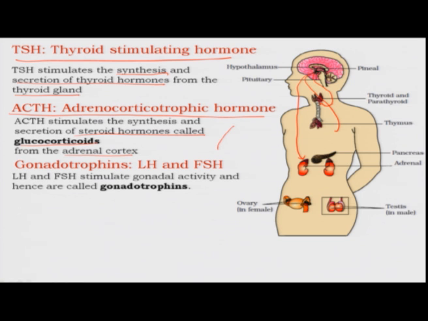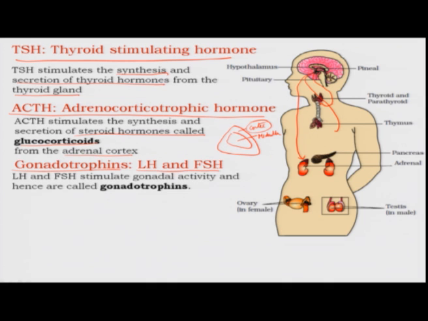So, the adrenal gland has two regions. The outer region is called the cortex and the inner region is called the medulla. We have already heard of certain hormones that come from the medulla, remember, epinephrine and norepinephrine, and now we are talking about certain steroid hormones which are produced by the cortex. Now, the last hormone in this series is gonadotrophins, which are LH and FSH.